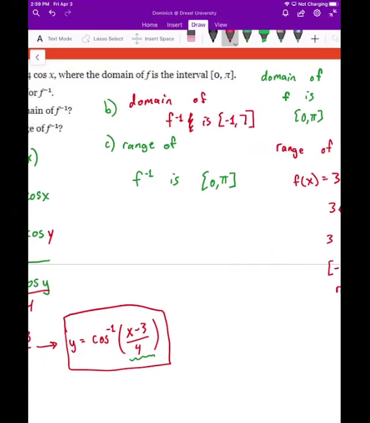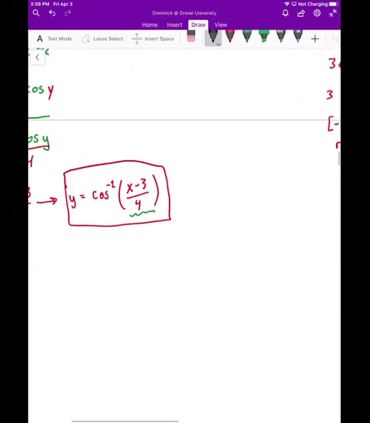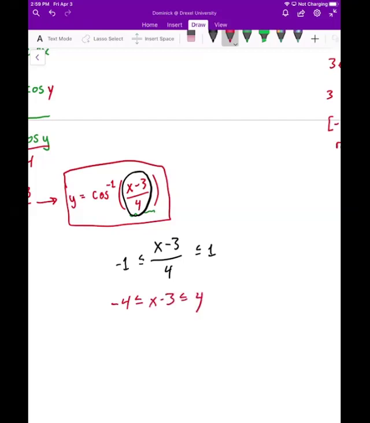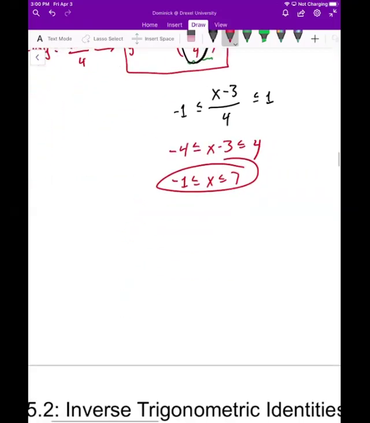And of course, another way that you could do that is you could look at this inside here, and you would need that to be between -1 and 1. And if you solve this inequality, you're going to get the same thing because you'll get -4 less than or equal to +4 once you multiply through by 4. And then if you add 3, you get -1 to 7 that way as well. So that's another way that you could handle that one.